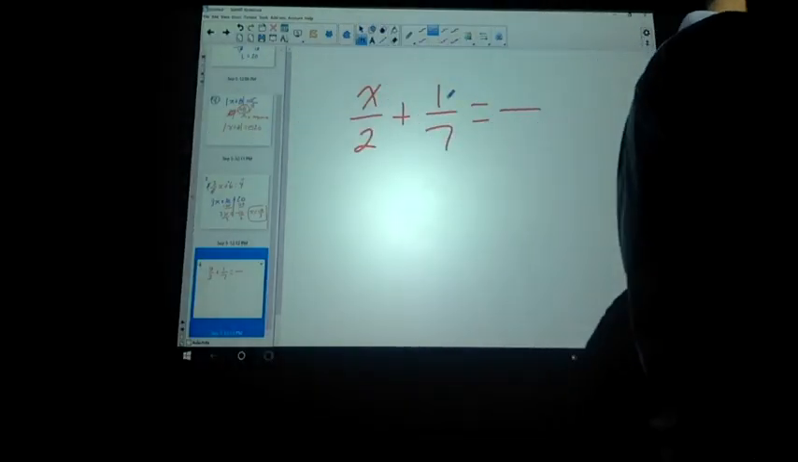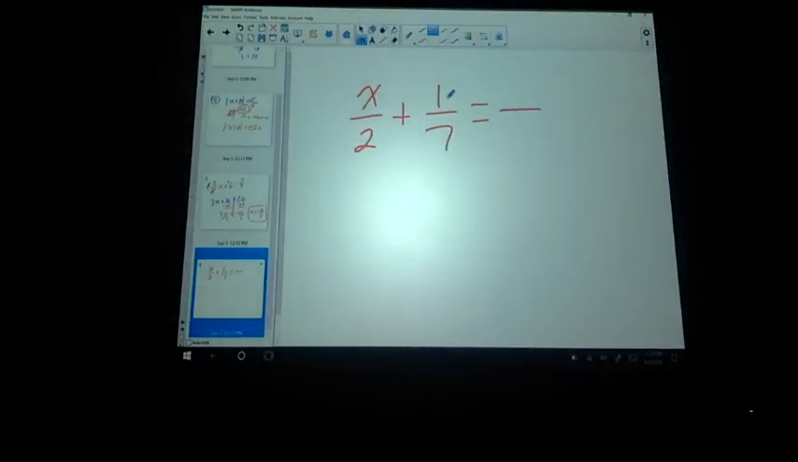So let's say 1/7. How would I approach this kind of problem? You find the common denominator. I could, but if I don't really want to work out fractions, what else could I do? How many terms do I have up there? Three. I got 1, 2, 3.